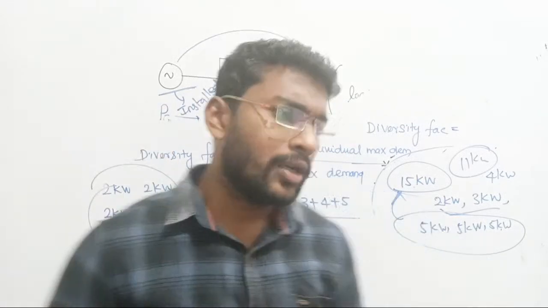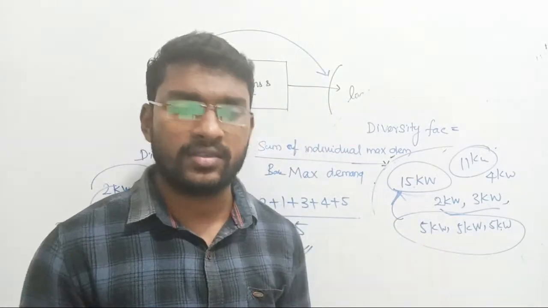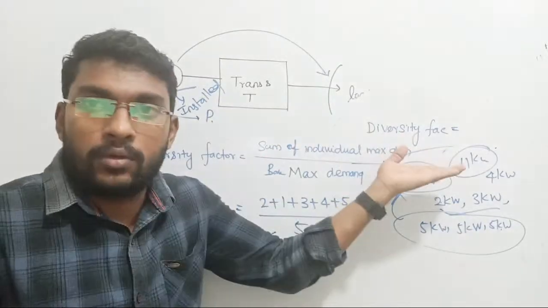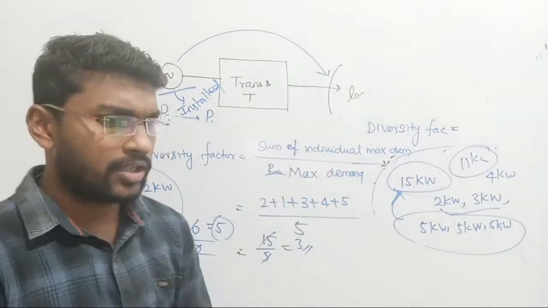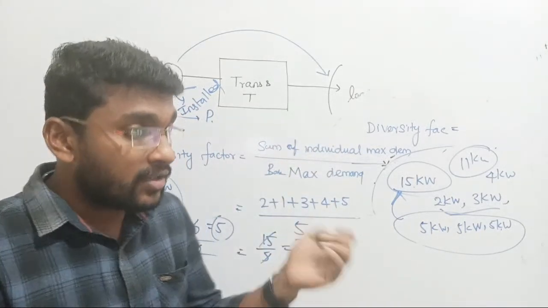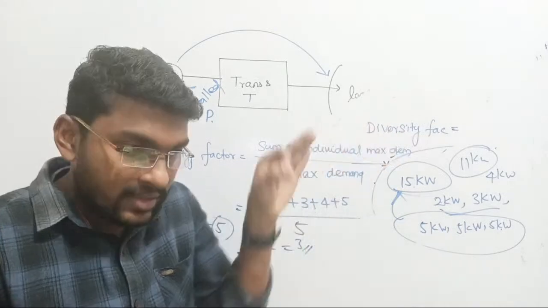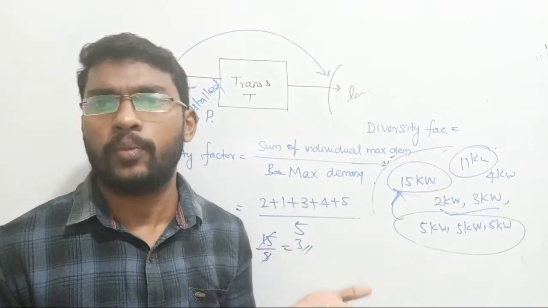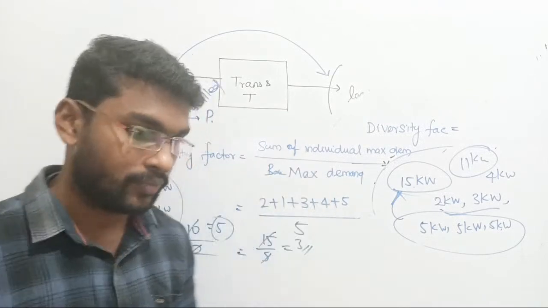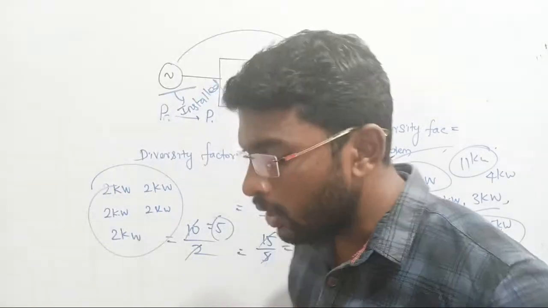So the finalized conclusion: diversity factor is the sum of individual maximum demands divided by the maximum demand of the whole system, that is the maximum base demand. While taking this ratio, if the value of the diversity factor is more, if we keep on increasing it, the cost is decreasing, the investment cost is decreasing. So the diversity factor has to be very high. That's all. In the economic point of view, the diversity factor has to be very high, guys.